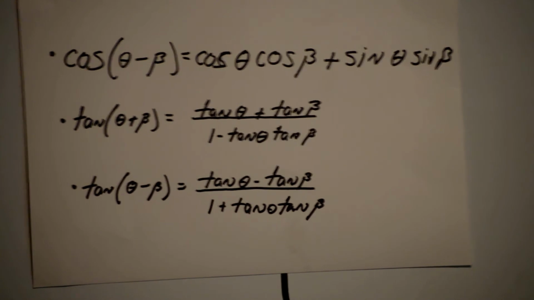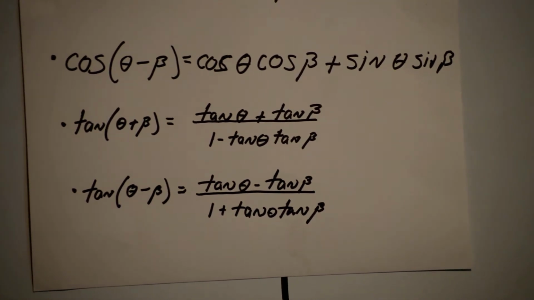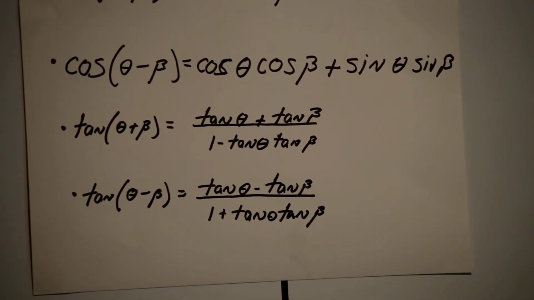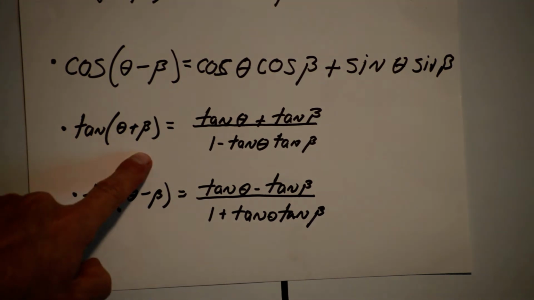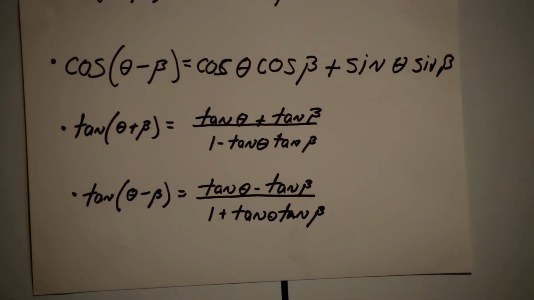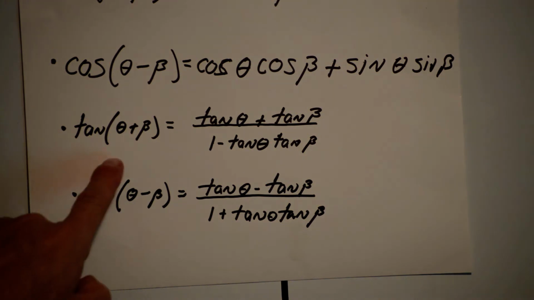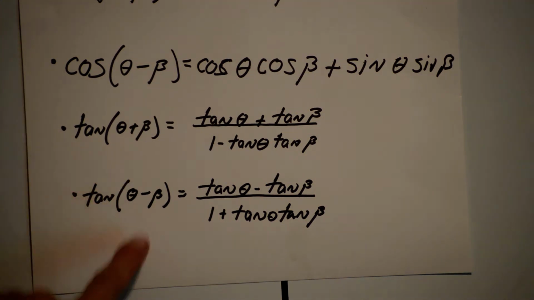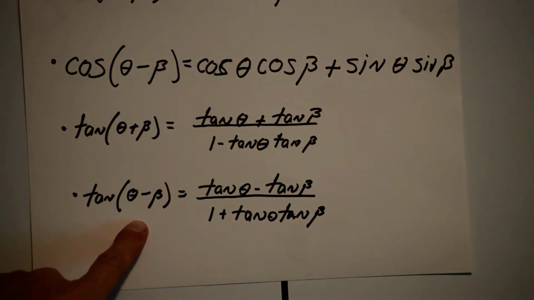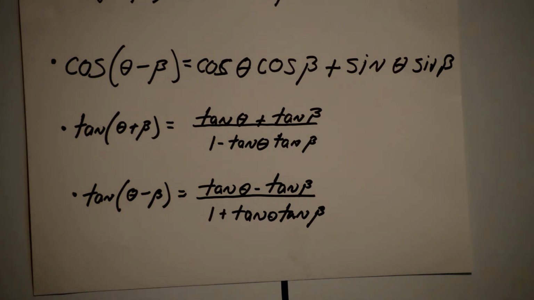Adding another sum and difference formula. We had sine, we had cosine. Now we're going to have tangent. Tangent of theta plus beta, you could call it x plus y, it doesn't matter, they're just variables, is equal to the tangent of theta plus the tangent of beta all over 1 minus tangent theta, tangent beta. That's when you have the addition. When you have the subtraction, you have tangent theta minus tangent beta all over 1 plus tangent theta tangent beta.